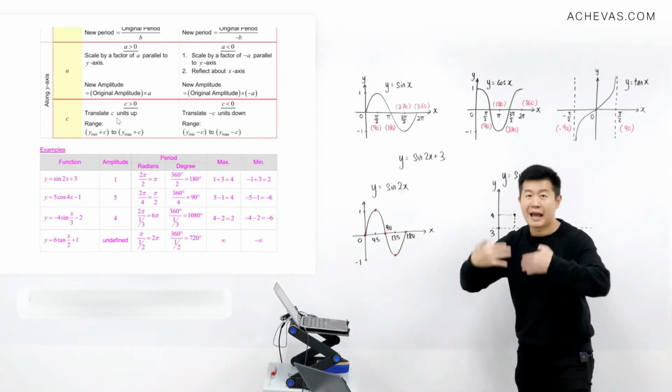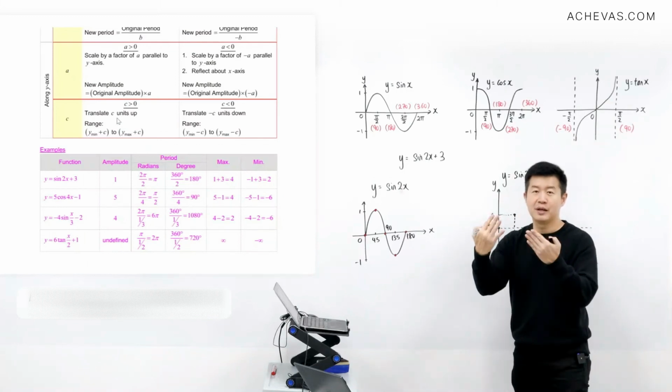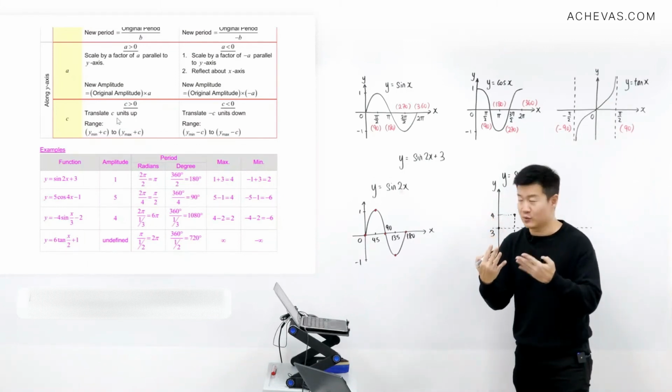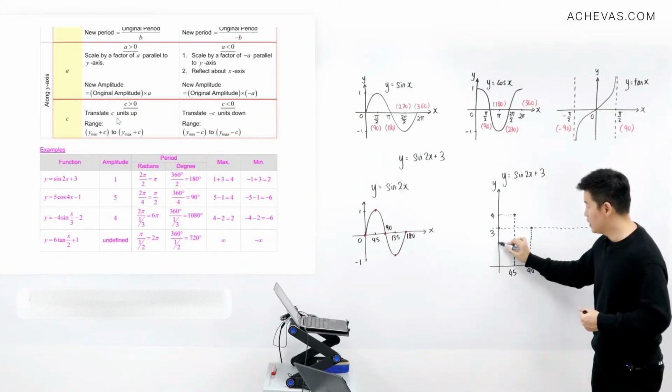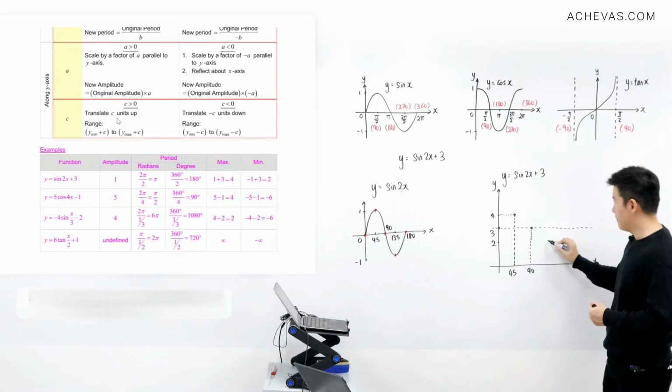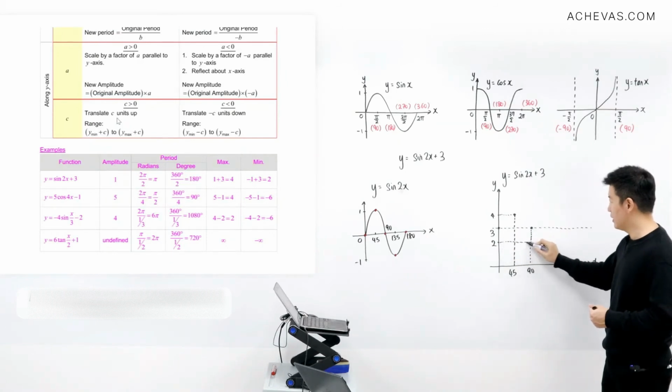So -1 will have 3 added to it, to be translated up by 3 units. So -1 plus 3 gives me 2. So I'll need a 2 here. I'm going to mark down 2 here, and it is going to be somewhere here. Okay, let's say it is this point here.